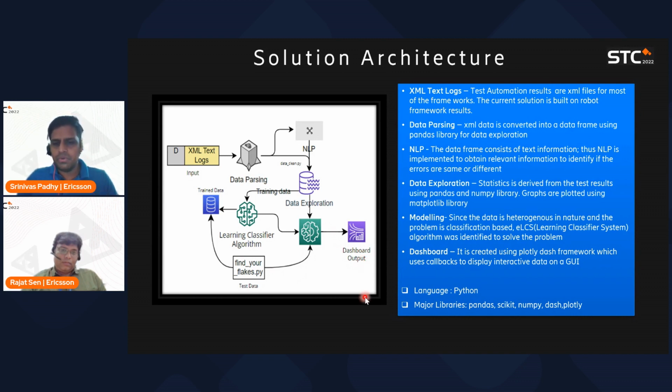We have used Python as a language, and the major libraries that we have used are Pandas, Scikit, NumPy, Dash, and Plotly. Dash and Plotly are the UI layer that I showed just a while ago.